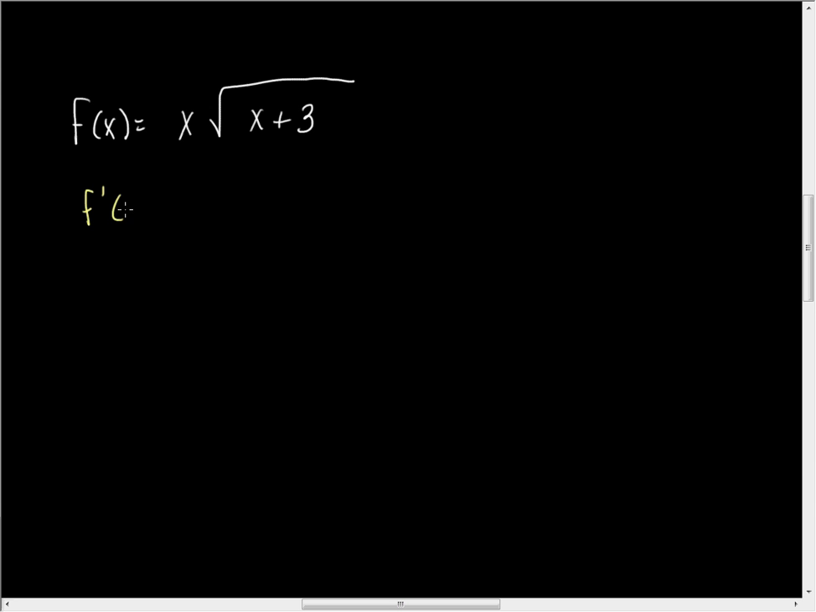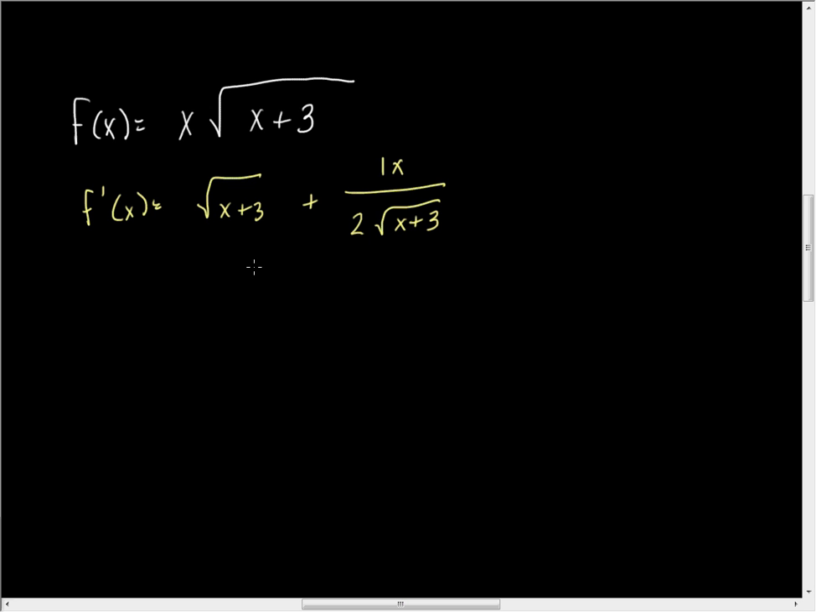For our first derivative, we have to use a combination of the product rule and the chain rule. So we take the product rule, which is the derivative of the first, which is 1, times the second, so we get root x plus 3, plus the derivative of the second, which, if you check me, is going to be 1 over 2 root x plus 3 times the derivative of what's inside, which is 1, times the first, which is x. And so we're going to have a 1x on top. Okay, and so that's one way to do that.